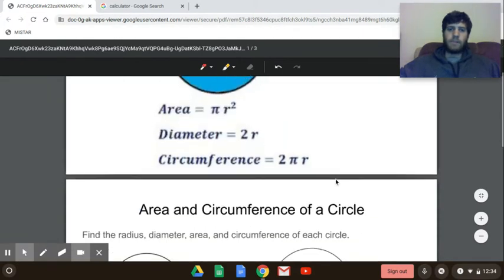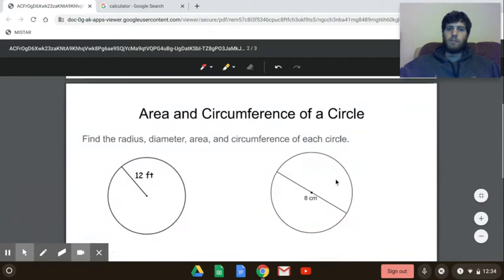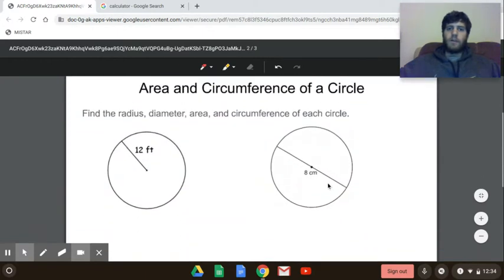Okay. All right, so let's do some problems with these. All right, so here we have two circles. Let's focus on the first one here. And they want us to find the radius, the diameter, the area, and the circumference. So the radius of the circle goes from the center to the circle itself. So that's what they're giving us. They're giving us a radius. So the radius here is 12 feet. Okay, goes from the center of the circle to the circle itself, 12 feet.